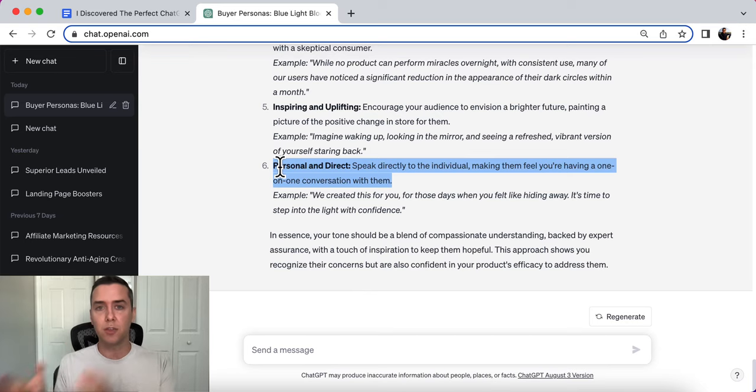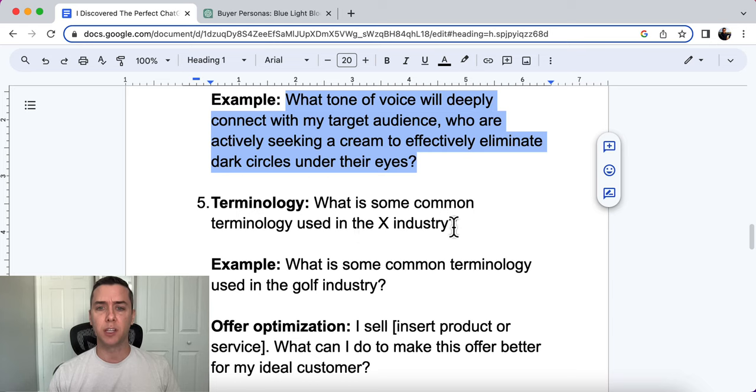We can insert this into ChatGPT now that we know this. We can say, hey, write an email subject line or an email that promotes my product in this specific tone of voice, right? You just need to enter your product or your service into that, okay? Next one is terminology, all right?